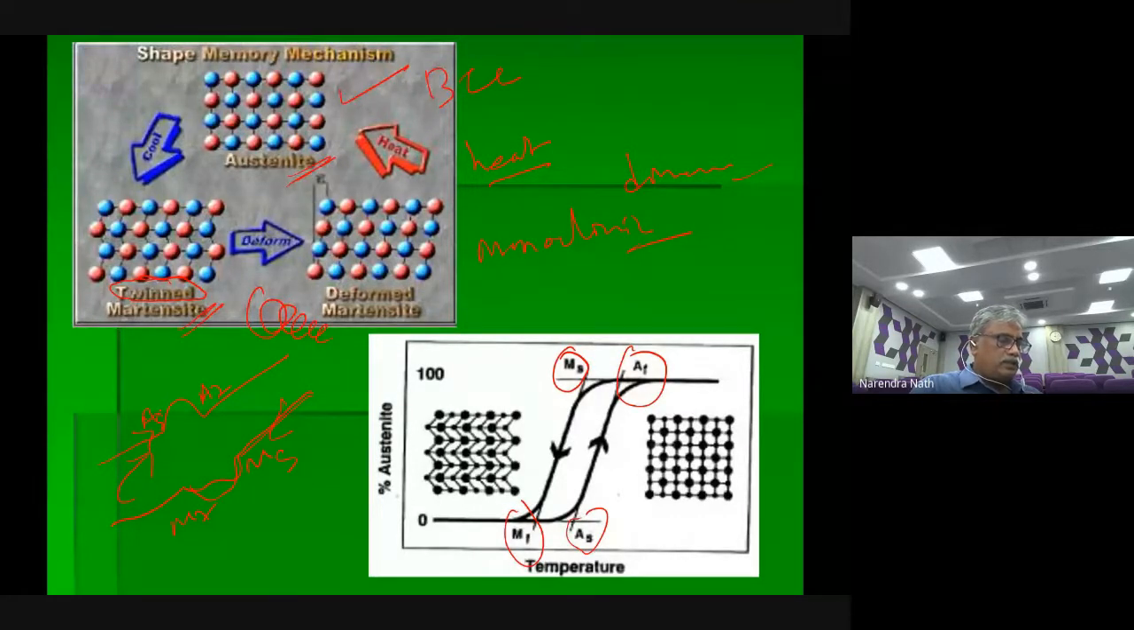So for these applications, if it is the human body, the transformation temperature is different. If it is a high-end temperature application, the transformation is different. So you should decide at what temperature to use these transformation temperatures. This will come through your expertise when you keep on working.